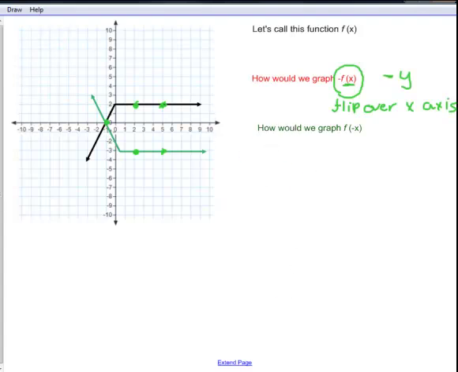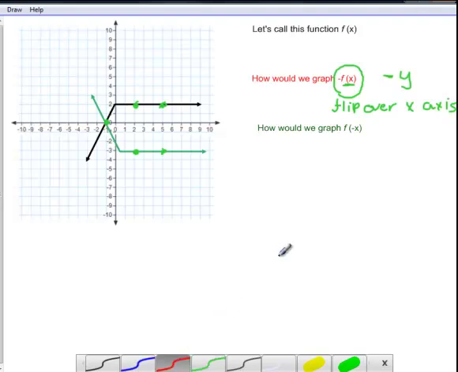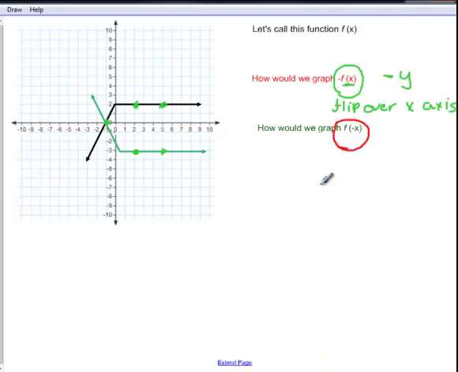All right, let's do the last one. Let's take this. I know I'm doing it opposite here. That's the pen I picked up. How about here? This is telling us to negate the x. So when I negate the x, I flip it over the y-axis.